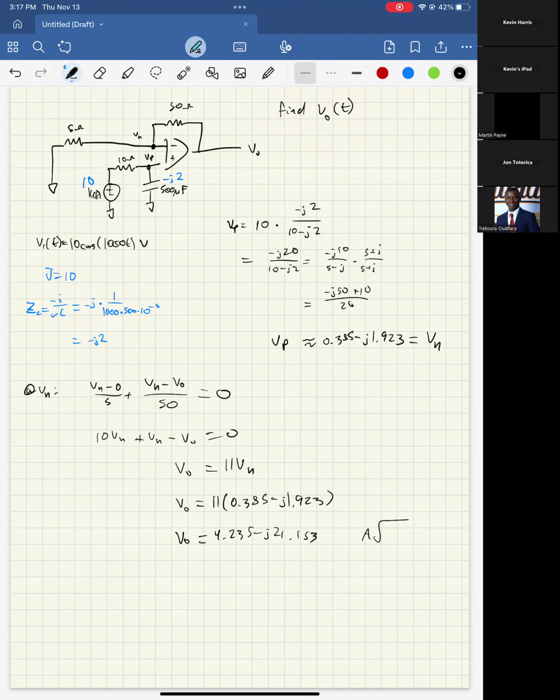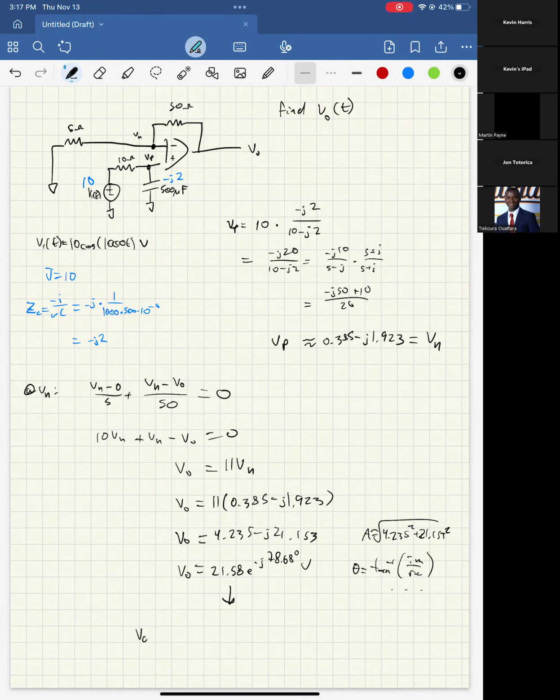So A is going to be equal to the square root of 4.235 squared plus 21.153 squared. And theta is the tangent inverse of the imaginary part over the real part. Dot, dot, dot. We end up getting that V out is also equal to 21.58 e to the negative j 78.68 degrees volts.